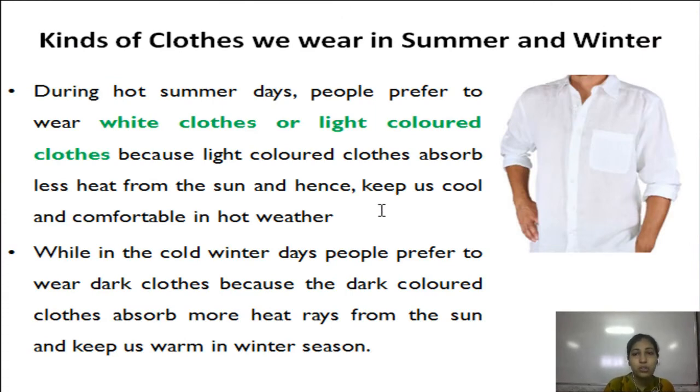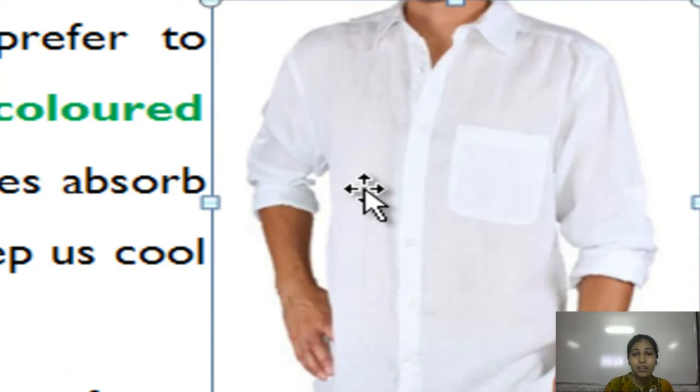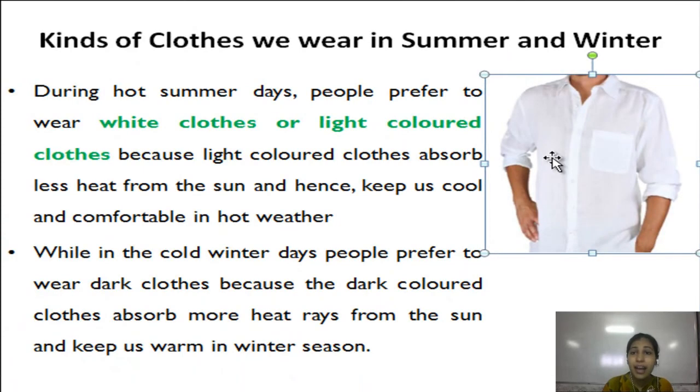Next topic is kinds of clothes we wear in summer and winter. During the hot summer days, people prefer to wear white or light colored clothes because light colors absorb less heat from the sun and hence they keep us cool and comfortable in the hot weather. While in the cold weather, people usually wear dark colored clothes because dark colored clothes absorb more heat rays from the sun and keep us warm in the winter season.